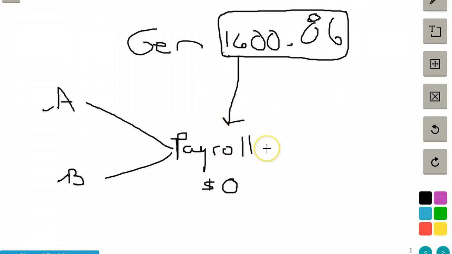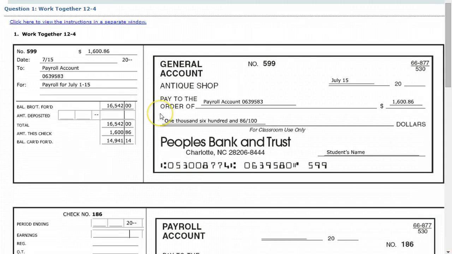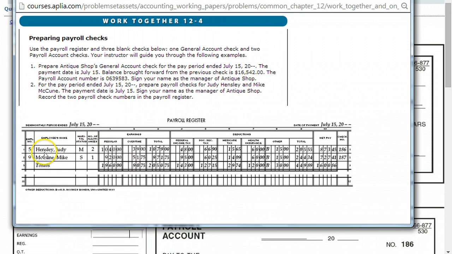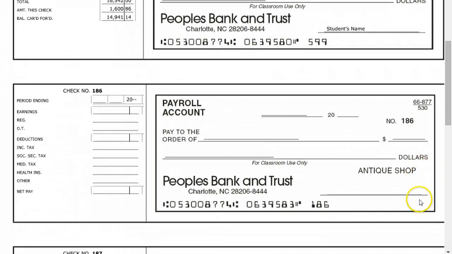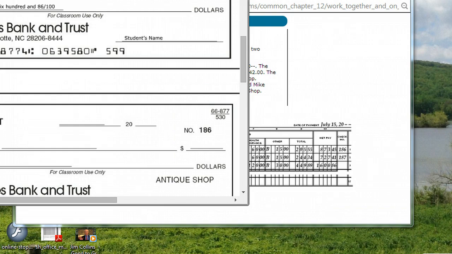We have this payroll checking account. So now we're going to write the individual checks for employee A, employee B. So employee A, we'll say, is Judy Hensley. We know right over here that we're writing check number 186 for her. So we look, and here's a special payroll account check with check number 186. Now, we have a special payroll account label right here, and you're going to notice that the stub looks a lot different because it has all this information from the payroll register.